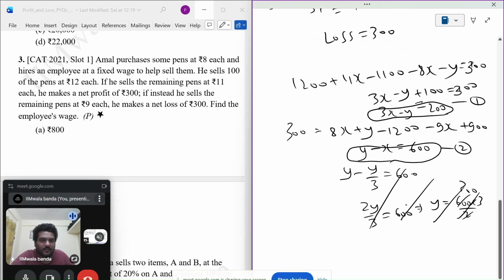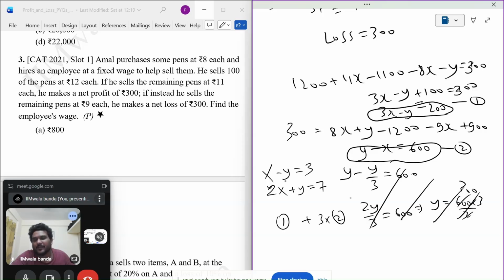Here the problem happened. Correct? Now I need to eliminate x. So what can I do? Multiply this equation by 3 and then add. So first equation plus 3 times second equation. I hope you're aware of these methods. When I put x minus y as 3 and let's say 2x plus y is 7 and I want to eliminate x, I can multiply this equation by 2 and then subtract the two equations so that this becomes 2x, this is also 2x and they get cancelled.